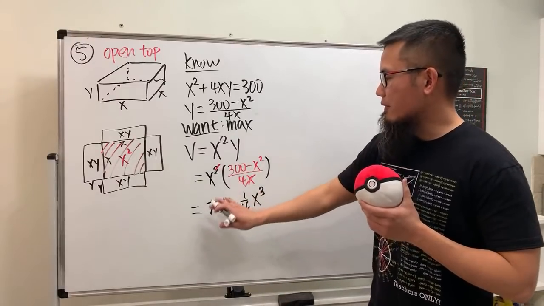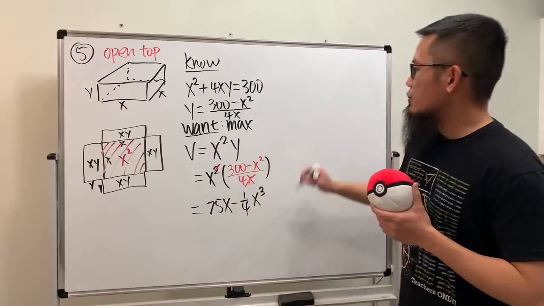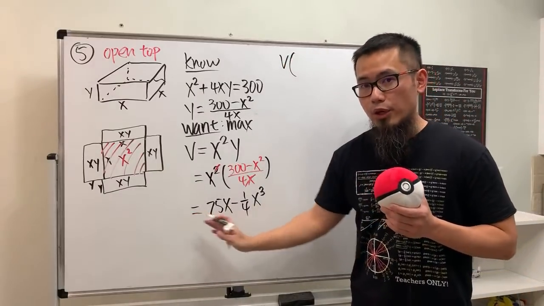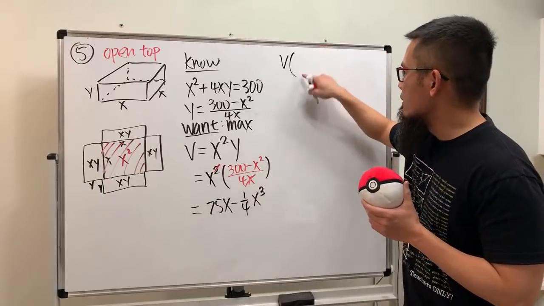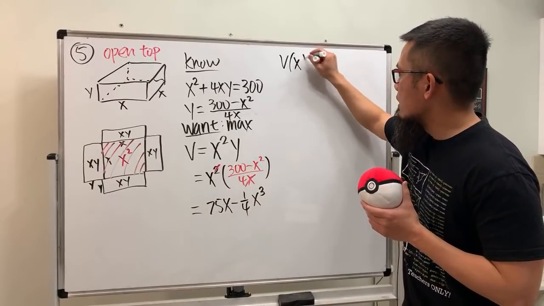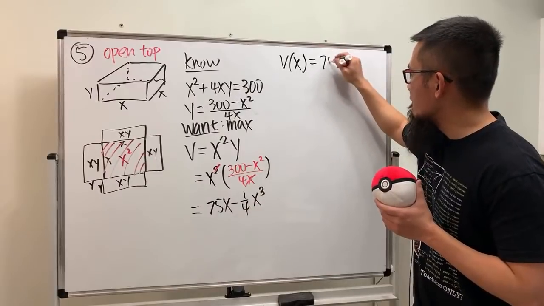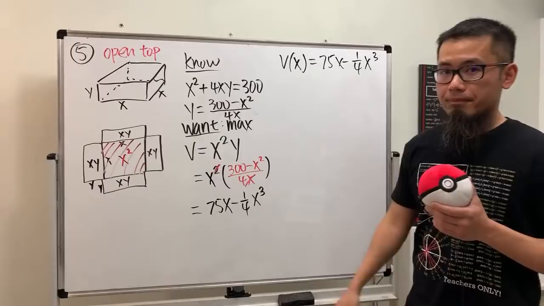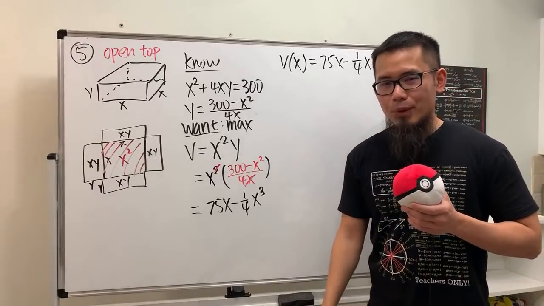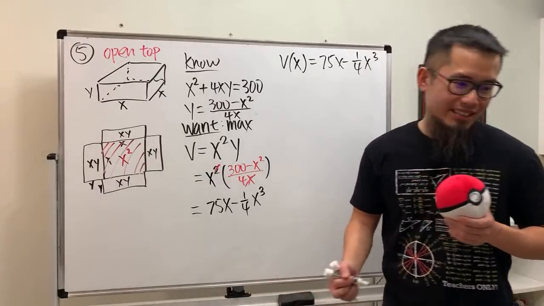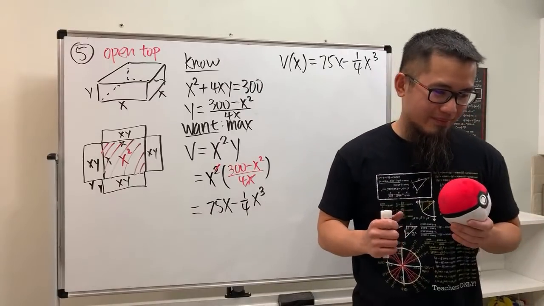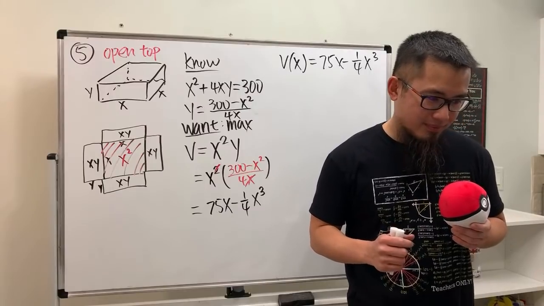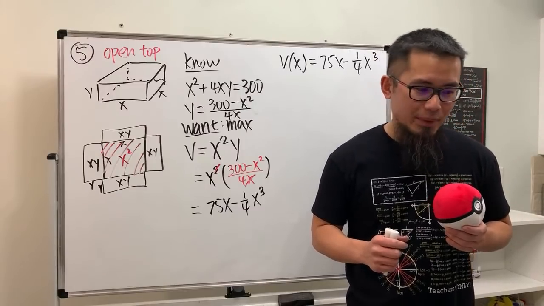So this right here is the volume formula, right? So here, let's go ahead and put that down right here. And because we have an equation with just x, I'm going to write it as V of x. V of x is just equal to 75x minus 1 over 4 x cubed. Now, what should we do so we can get the min-max? You guys tell me. What should we do so we can get the min-max?